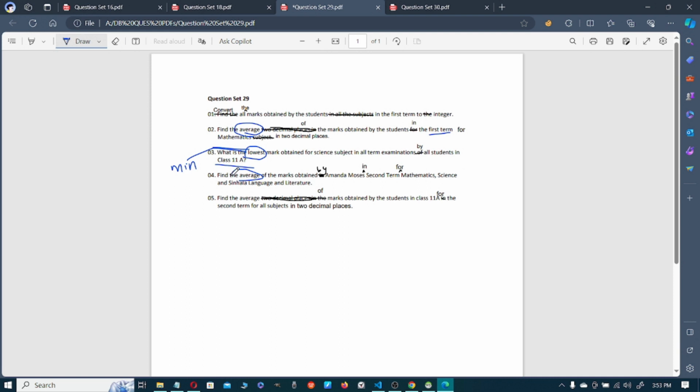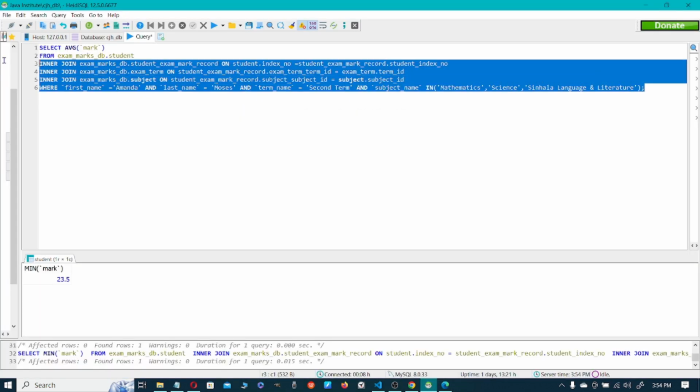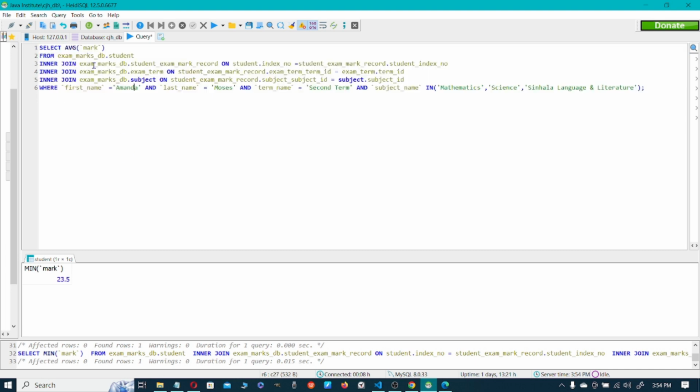Find the average. Once again we have used the keyword AVG. Find the average of the marks obtained by Ananda Moses in the second term for mathematics, science and Sinhala language and literature. So this would be our fourth query. We have used the keyword AVG in order to derive the average of the set of marks.